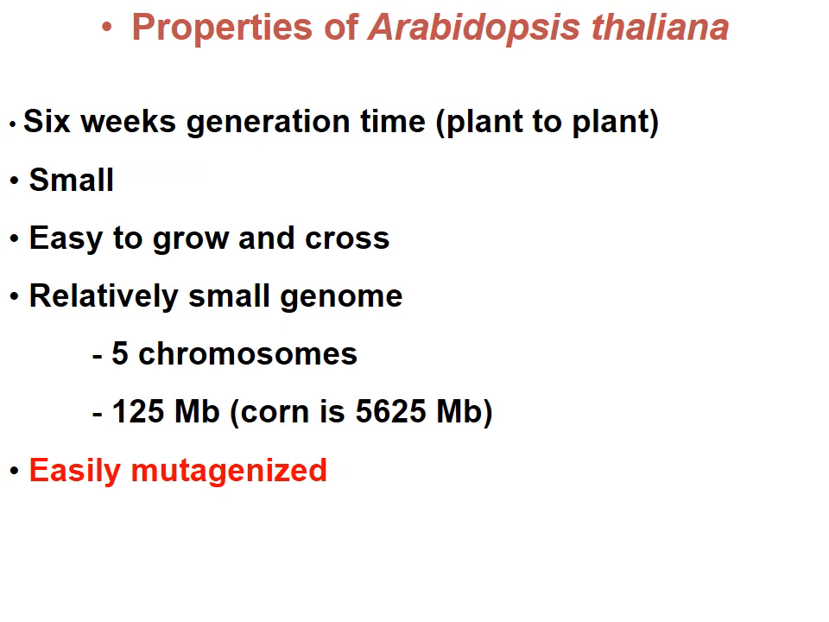The properties of Arabidopsis, why it attracted many researchers, are a 6-week generation time, small plant size, easy to grow and cross, and a relatively small genome. It consists of 5 chromosomes and a 125 MB genome size. It can be easily mutagenized.